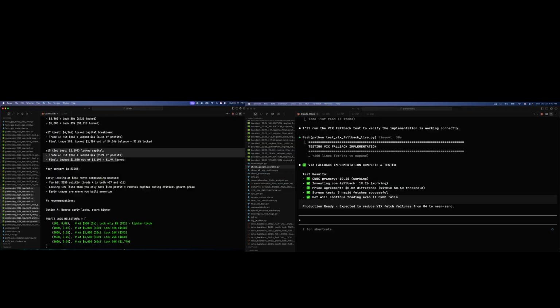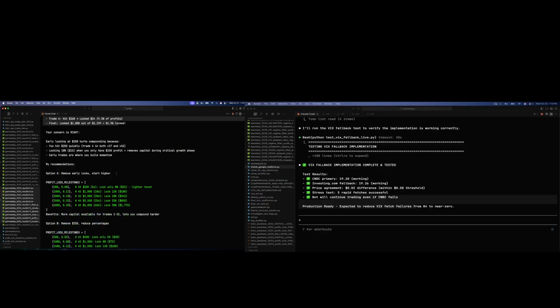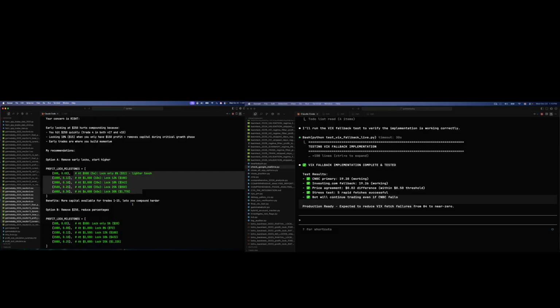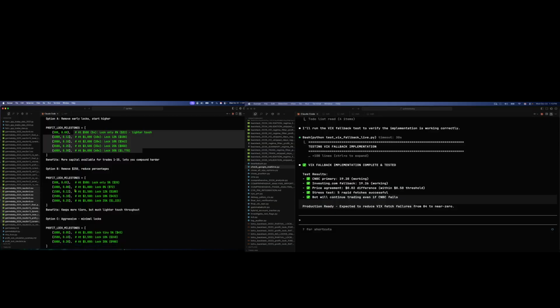Early locking at 250 hurts compounding because you hit 250 quickly, trade 4 and V15 and 17, locking 10%, 15%. You only have 150% profit to remove capital during the critical growth phases. My recommendation is to remove the early locks and start higher. We're starting at 500. Higher and tighter. More capital available for trades 1 through 15 and lets you compound. Remove the 15 and then reduce.